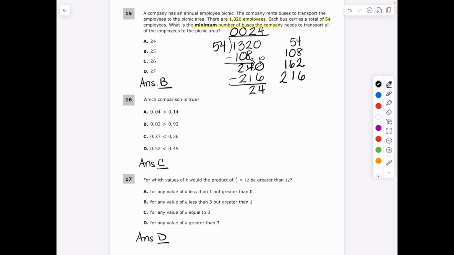Okay, so I can have 24 buses, but what about those last 24 people? So I'm going to need a whole other bus. So the smallest number of buses I need is 25.